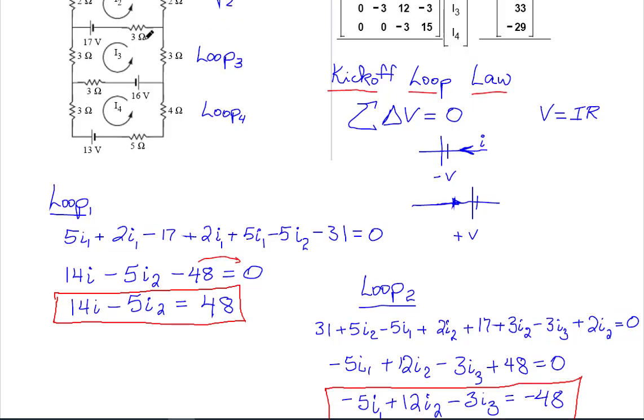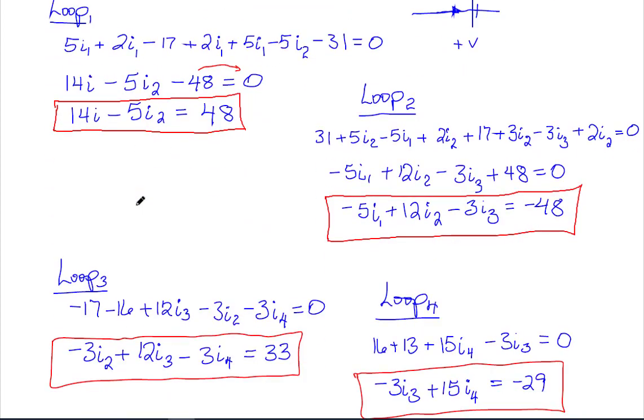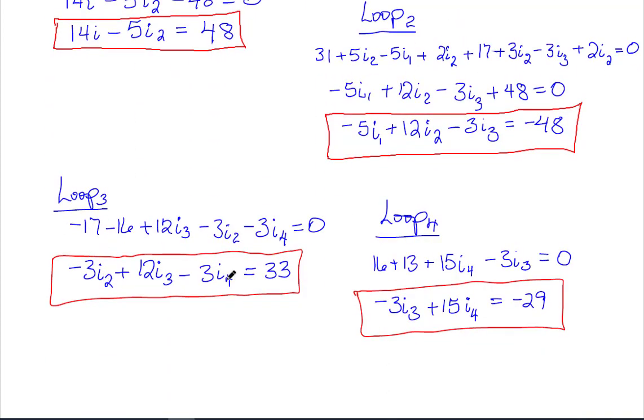And now do the same thing for each of the last loops, 3 and 4. Trace the voltage drops across each of the items, whether it's in the positive or negative direction. Once we do that, here are our equations.